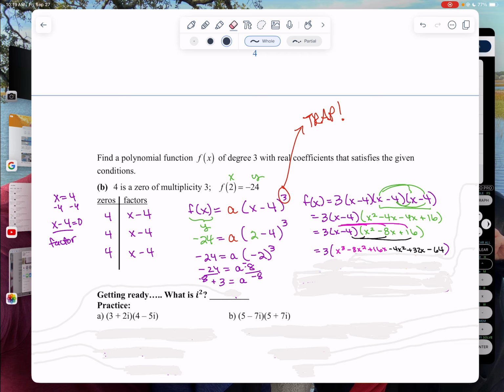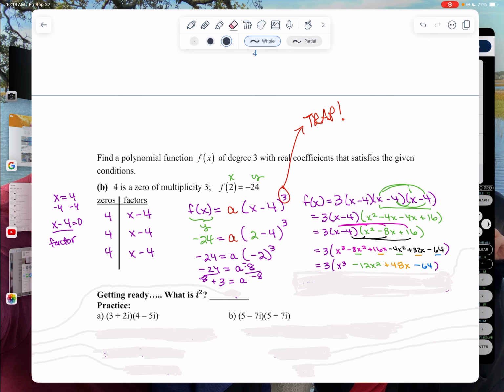So I get minus 4x squared plus 32x minus 64. Now I definitely need to simplify some stuff in there. Notice that I've got some x squareds that are the same. I've got some x's that are the same. So let's simplify a little bit.